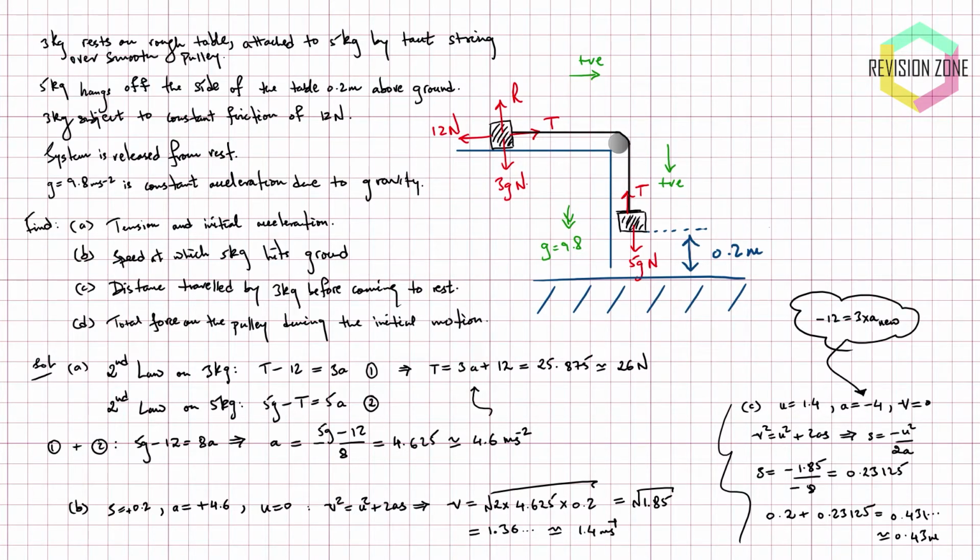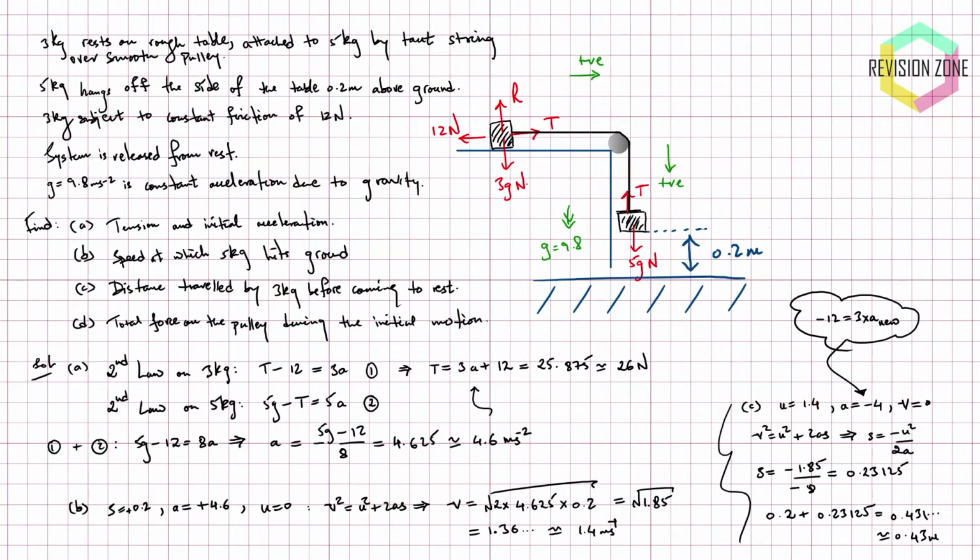Which means that the speed of the overall system is going to be the same at that instant, which means the answer we worked out in part B, namely the speed at which the particle of 5 kilograms hits the ground, is actually going to come into play, because that's the very speed that the particle of 3 kilograms is going to be traveling at that instant. Okay, so my initial velocity for the second phase of motion is actually going to be 1.4.